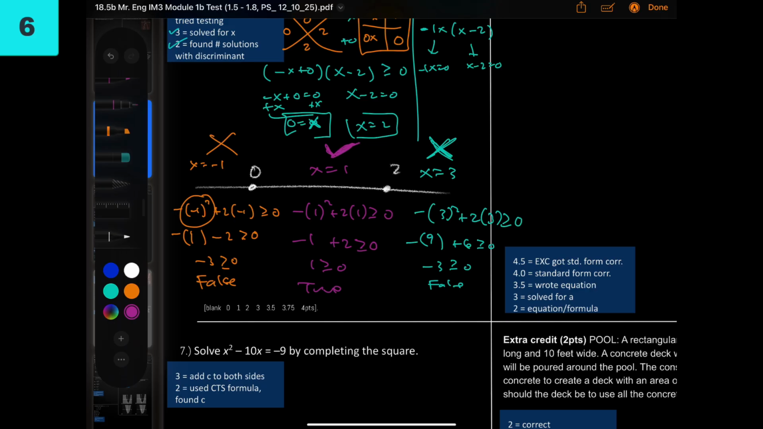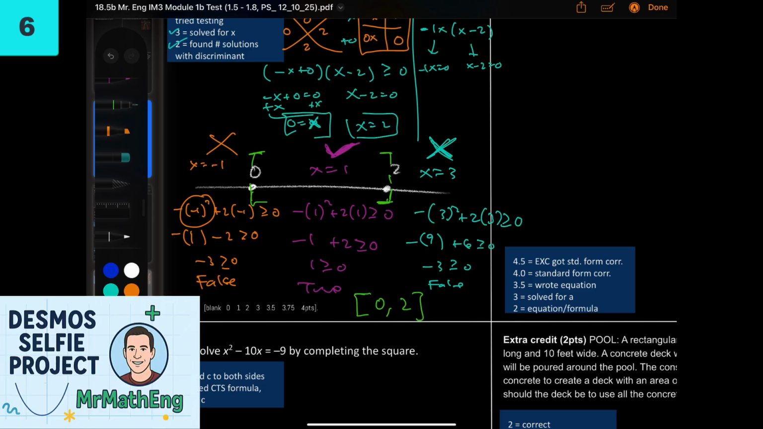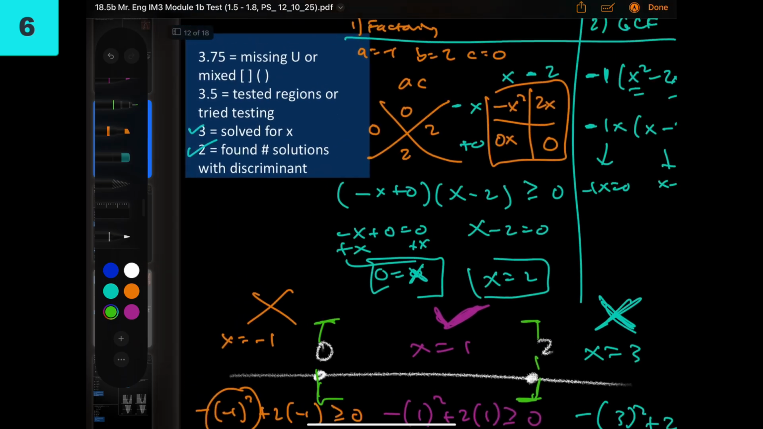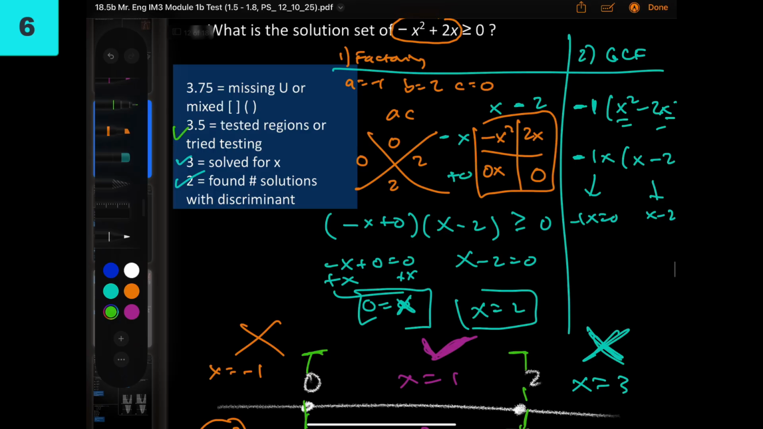Let me pick a different color for you. That means this region, the answer is going to be between 2 and 0. You could test all those numbers and they'll be true. So my answer is going to be between 0 and 2. That means you could pick 0, 1, and 2 as your answer. We started testing the regions or tried testing, I gave you 3.5. This problem doesn't include the U, but if you mixed up your brackets and parentheses, it's a bracket because you have this one.